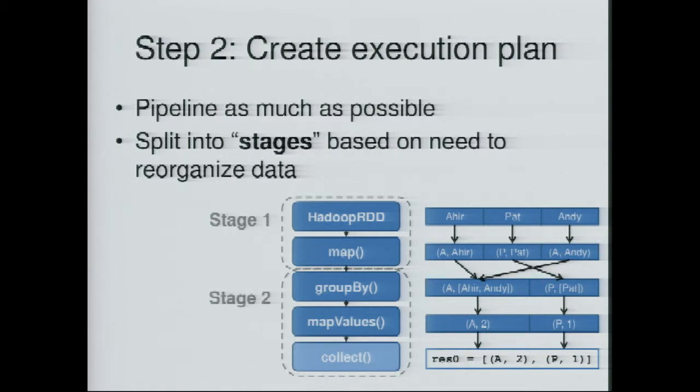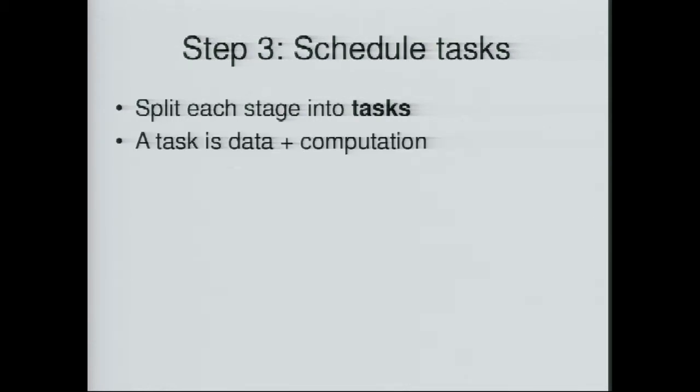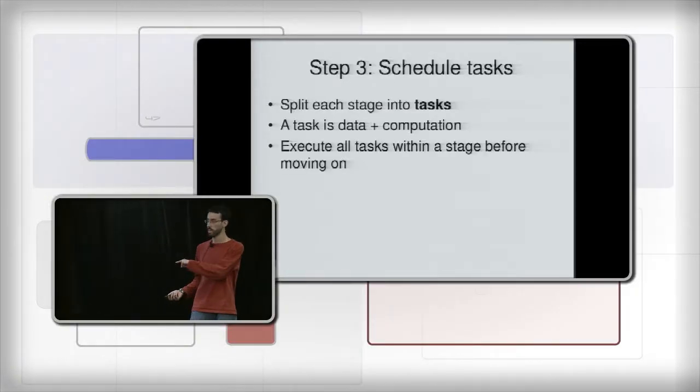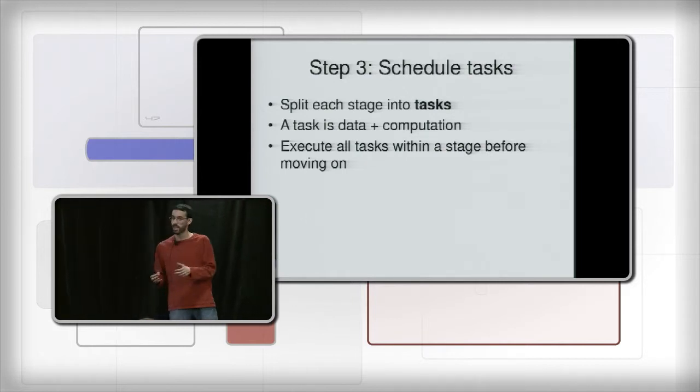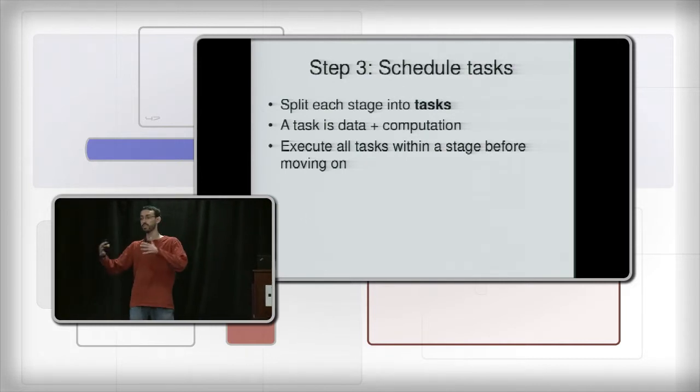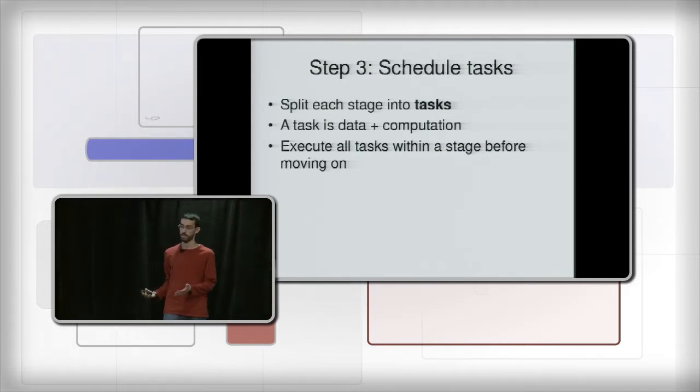All right, now that we have our beautiful stages laid out like this, we now have to execute it. And so we have to schedule tasks to run this. So we split each stage into a set of tasks. And a task is simply data plus computation that we can just ship to a node and have it run it. I'll give an example in a second. And the idea is that we have to execute all of the tasks within one stage. We have to complete the first stage before we can start the second stage.